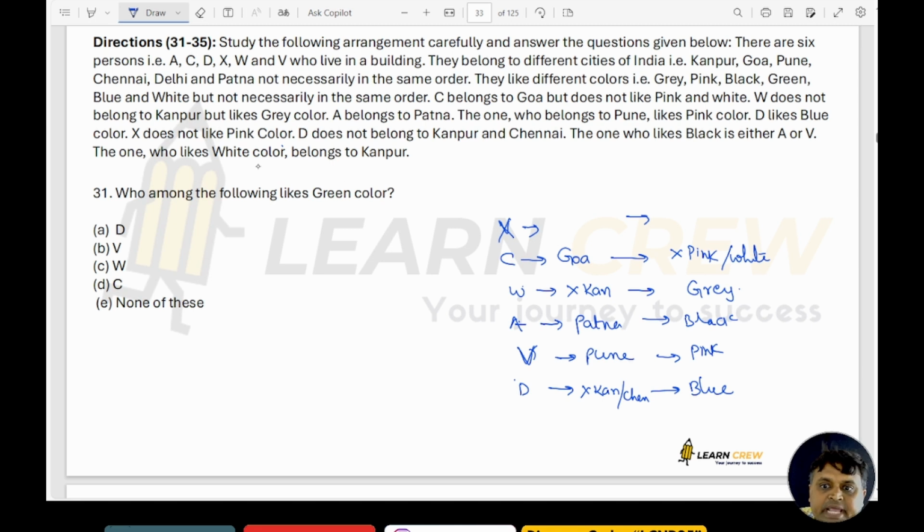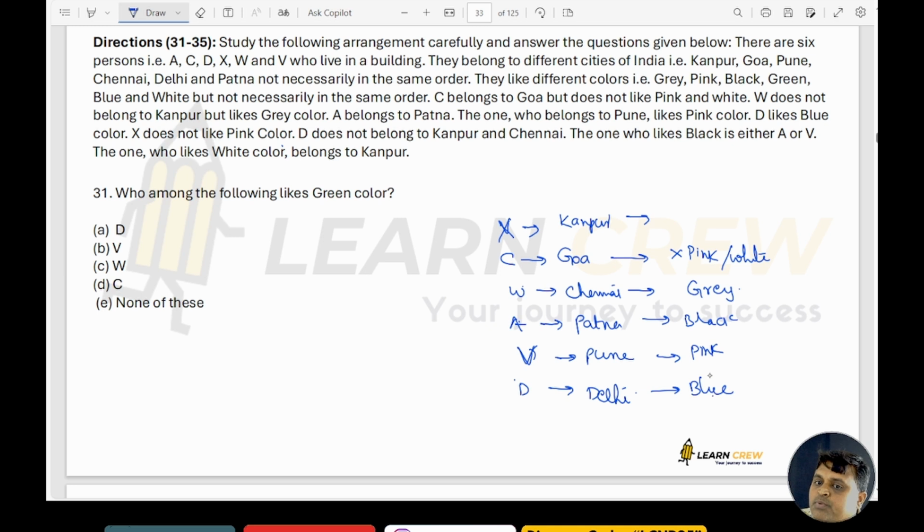The one who likes white color belongs to Kanpur. Now, Goa, Patna, Pune are fixed. D is not Kanpur, not Chennai, means the remaining is Delhi. So D is Delhi, and color is blue. Now the remaining are Kanpur and Chennai. W is not Kanpur, so X is Kanpur, and the remaining is Chennai. W is Chennai.